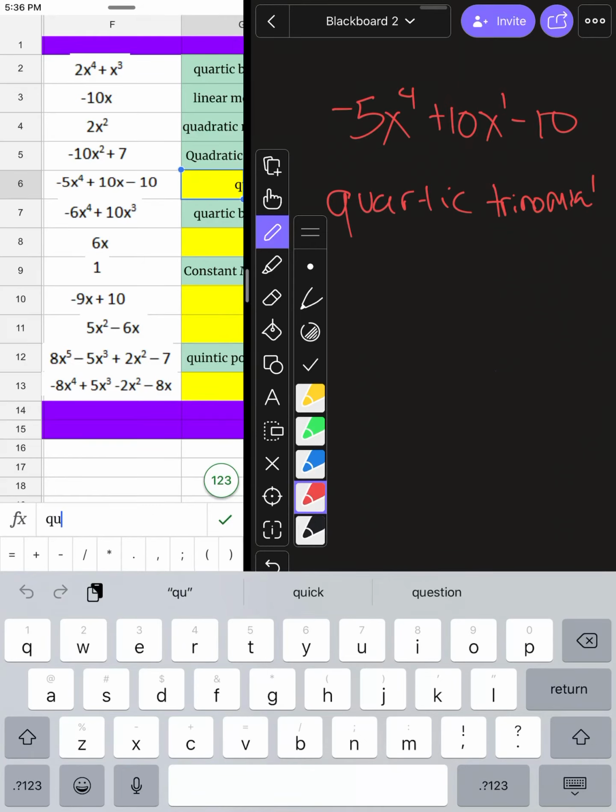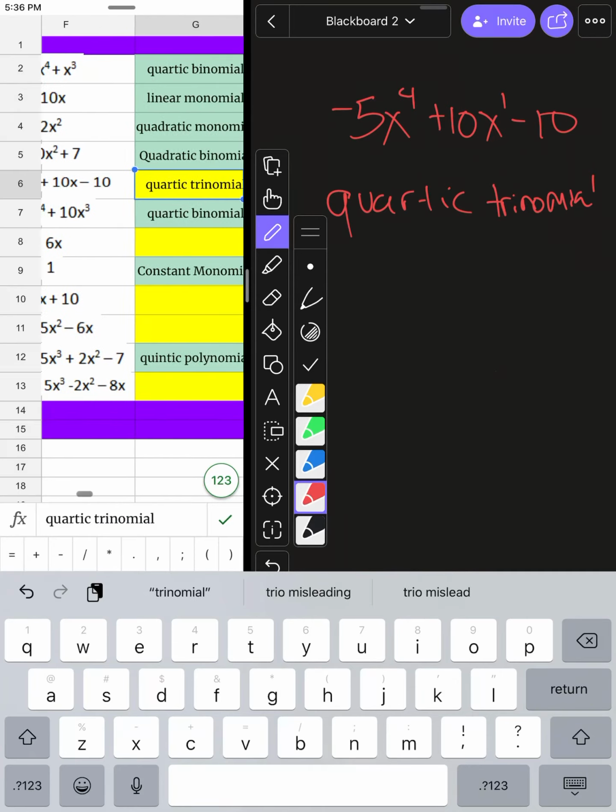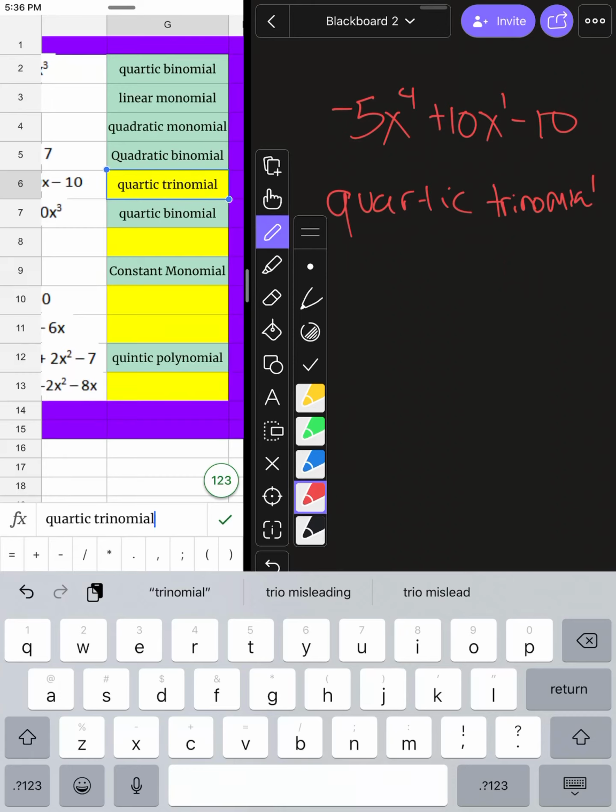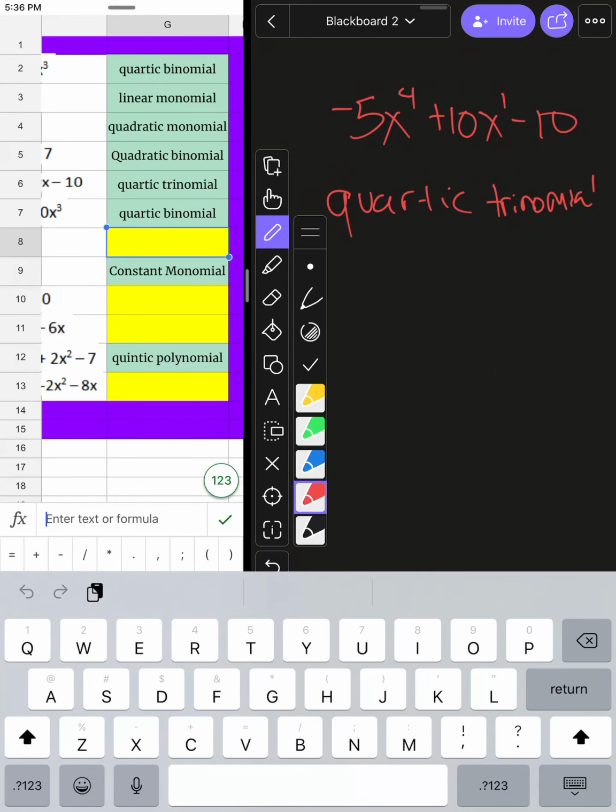I'm going to type in quartic trinomial. And again, if I get it right, when I click outside that box should turn green, and it does. That means I have it right.